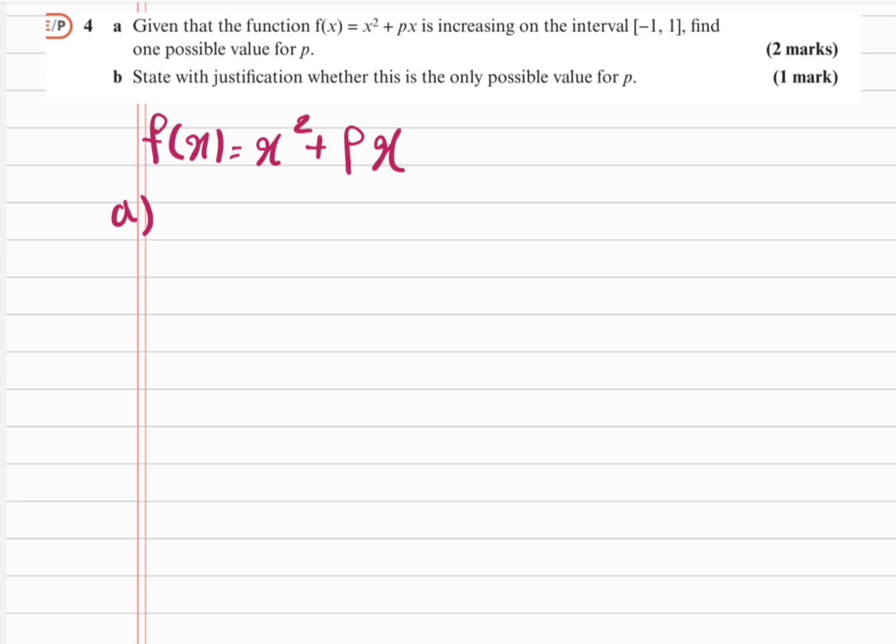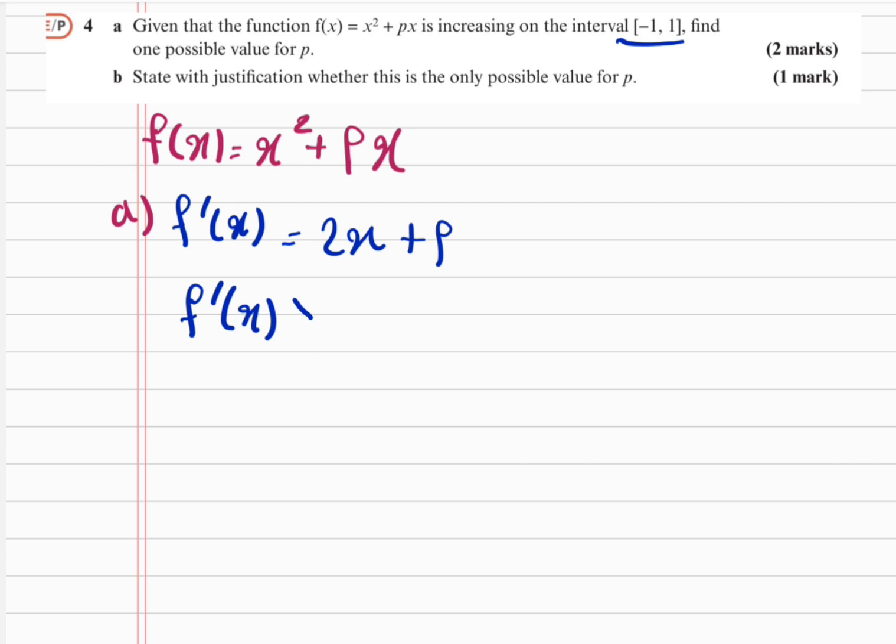Okay, so we first need to remember that for a function to be increasing, its first derivative is greater or equal to 0. So that means we first need to differentiate this function and then form an inequality. So the derivative is equal to 2x plus p. Now, since this function is increasing in the interval -1 to 1, it's very important: it's not increasing for all the values of x. So we then form the inequality.